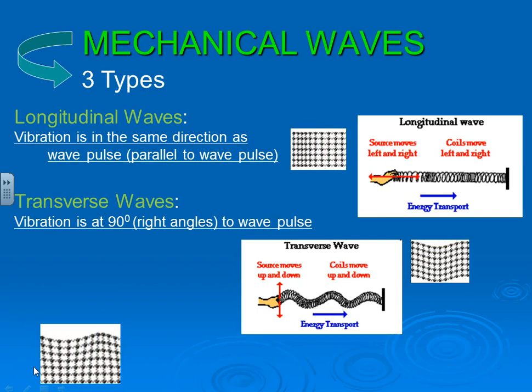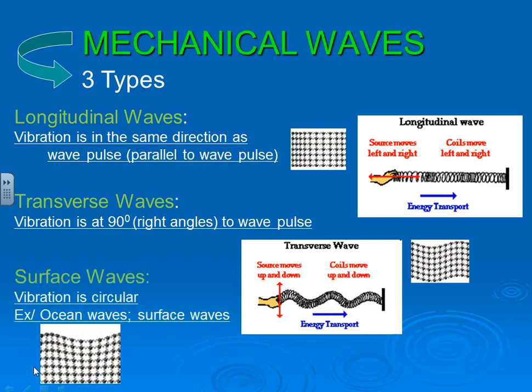The last type of wave, which we're not going to spend a whole lot of time on, is called a surface wave. And that's where your vibration would be circular. The vibration is only taking place at the surface of the medium, like in the ocean, or maybe even a pond.